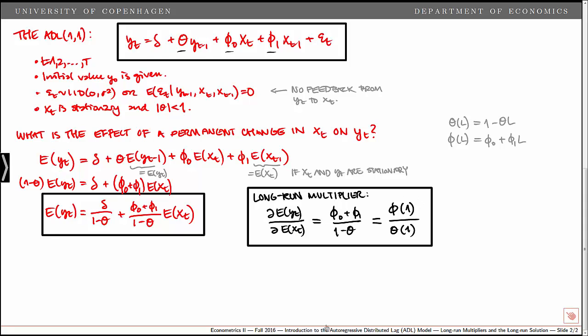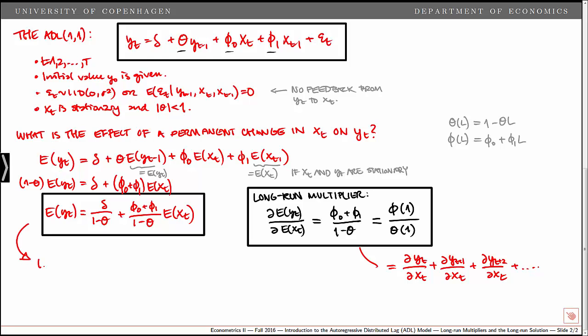So this was the long-run multiplier, stating that a permanent change in x implies a permanent change in y of a size of (phi_0 plus phi_1) divided by (1 minus theta). Note that we could also have calculated this as the sum of each of the dynamic multipliers: the multiplier at t, plus the multiplier at t plus 1, plus the multiplier at t plus 2 and so on. If you add all these terms together, what you get is exactly the long-run multiplier that we have found here.